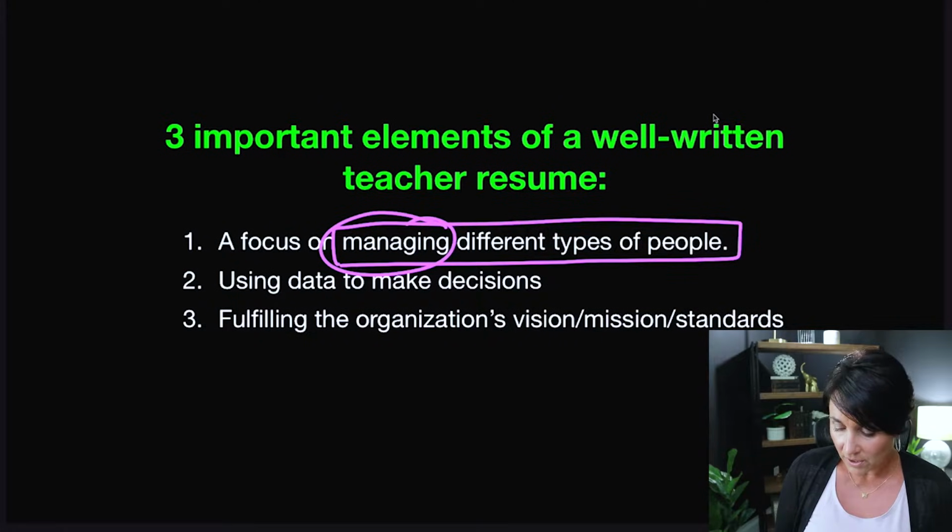The other thing you want to focus on is using data to make decisions. Now, I know that you may have been working in retail, or you may have been an accountant, or you may have been a substitute teacher, or whatever your profession was before you decided to come into teaching. Or you may be a college student who is just now coming into teaching. But that doesn't matter. There's always a way to find some way in which you use data to make decisions. And I'm going to show you how to do that in your resume.